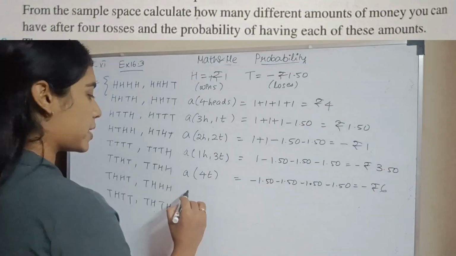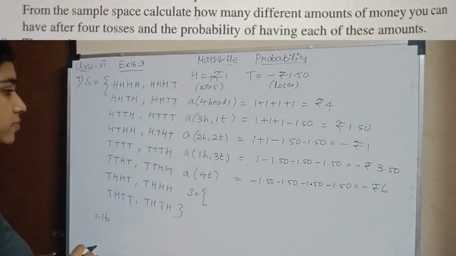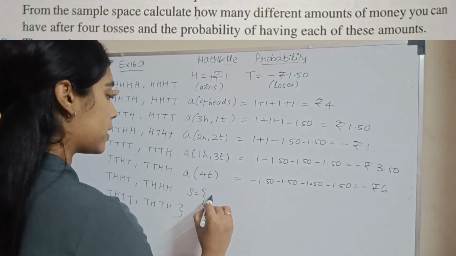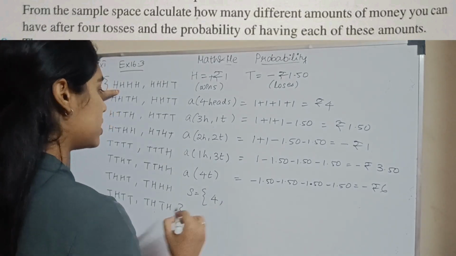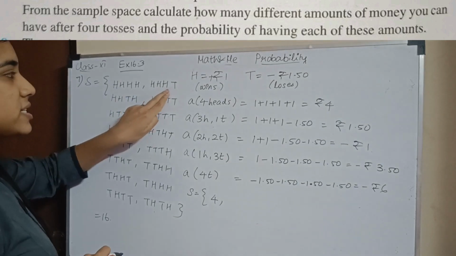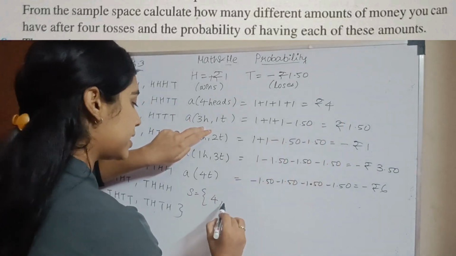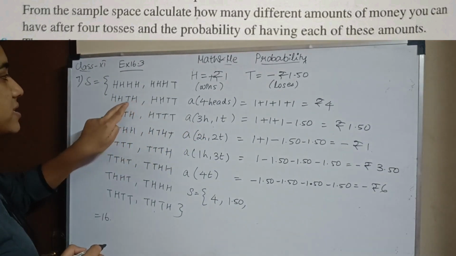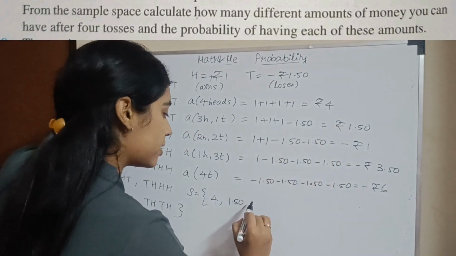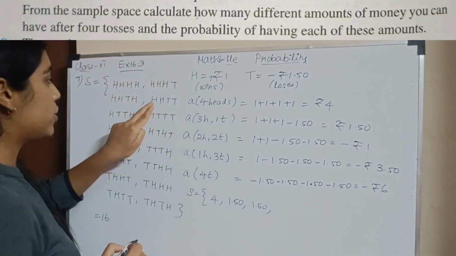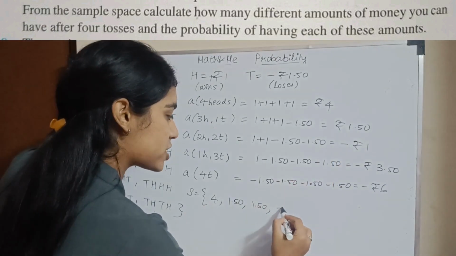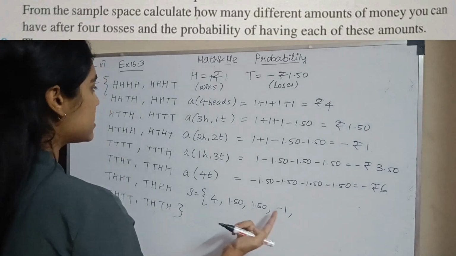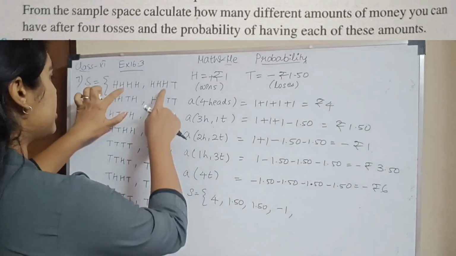So what will be your sample space? Your sample space will be, when I have 4 heads, this is my only option. So I'll have 4. Comma, when I have 3 heads and 1 tail, for 3 heads and 1 tail I have 1.50. Then here again I have 3 heads and 1 tail. So I have 1.50. Then 2 heads, 2 tails. So it is minus 1. Okay, don't miss the symbols. Don't miss the signs. Okay, so it's minus 1. So I finished 4 elements.